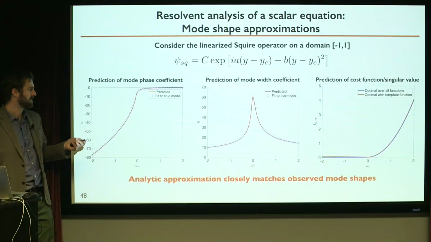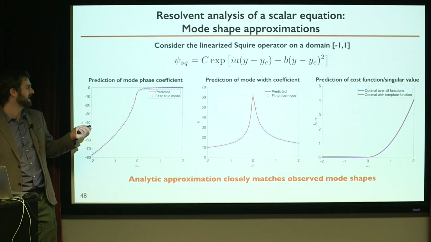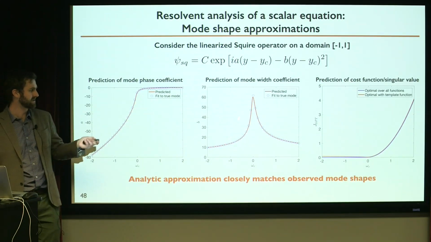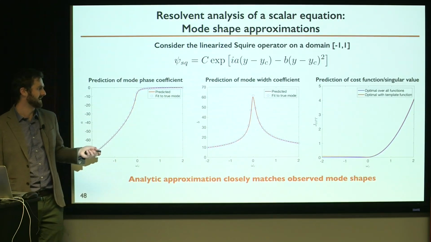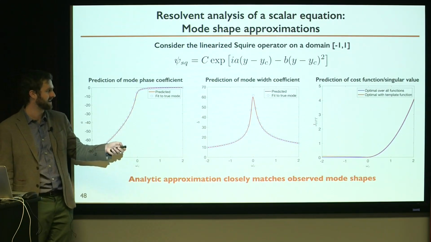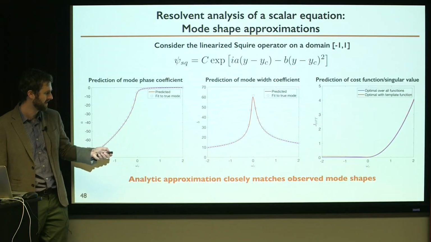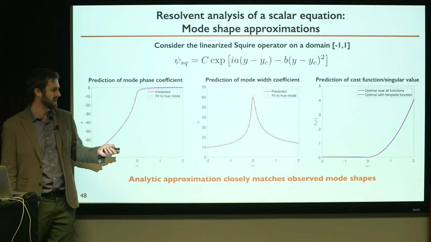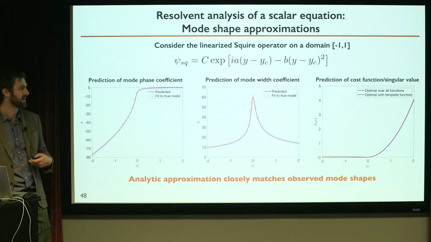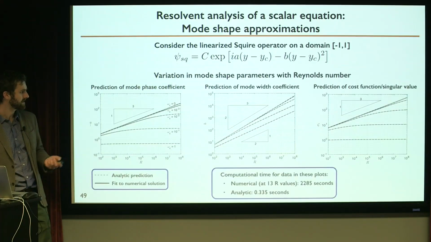And then we can do a bunch more math, but at the end of the day, what we find is that this analytic approach actually does a really good job of predicting the relevant parameters. So we can predict this A, which is sort of the phase variation. We can predict the width of our mode, which is B, and we can predict the amount of amplification that we expect to see for that particular mode.